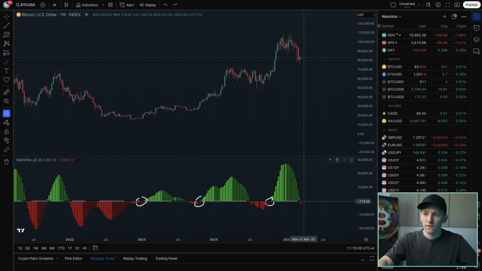So there's many ways to use it and opportunities to get in, but firstly get your bias about what's going to happen to the price over the next 12 to 18 months. Then you can use this more tactically to get into trades.